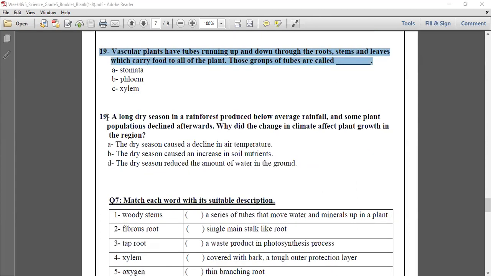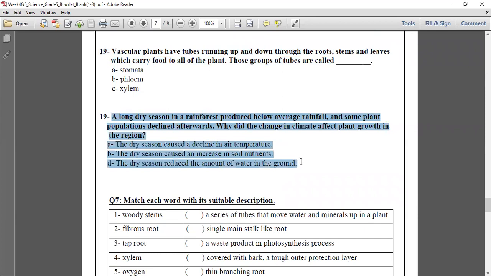Abdullah Umran. Abdurrahman. Yes, Mr. Abdullah, come on, read and answer this question. A long dry season in a rainforest produces below average rainfall, and some plant populations declined afterward. Why did the change in climate affect plant growth in the region?